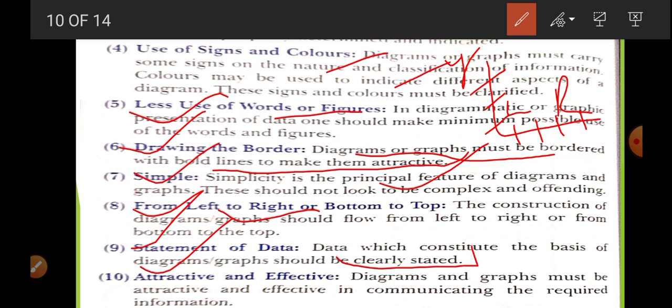Attractive and effective is a very important thing when we represent any data on graph paper. It should be simple, attractive and effective, and for that we can use different colors of pencil and different types of line. There should be proper size and proper scaling. These things create a long lasting effect, students.